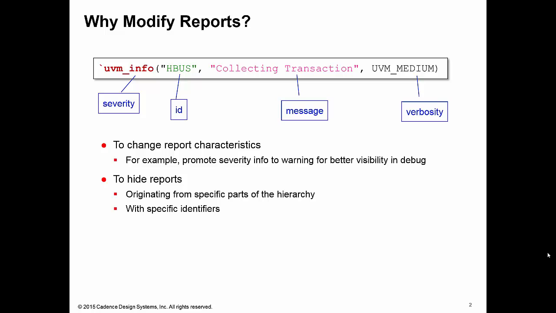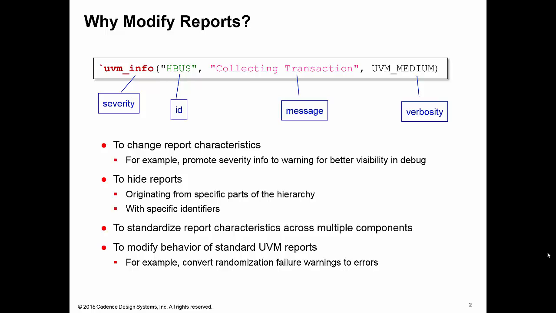identifiers. Maybe I have a multitude of components which are not using the report characteristics in a consistent manner. They're not consistent in their use of severity or ID, and I want to standardize all these reports from my multiple components. Or maybe I want to modify the behavior of a standard UVM report generated from the UVM library. I'm going to show an example of handling a randomization failure message in a couple of slides' time.